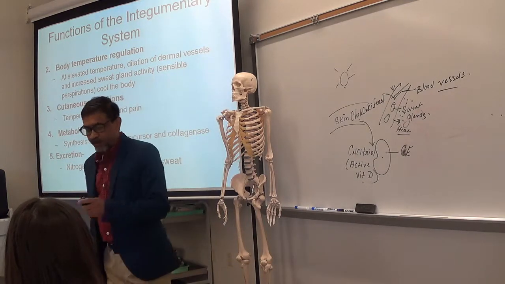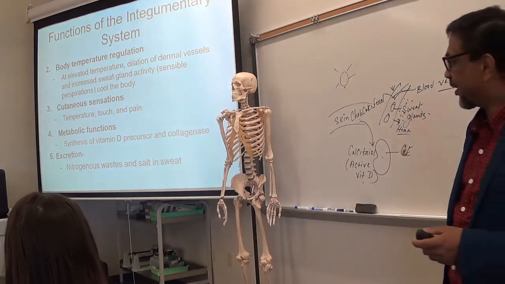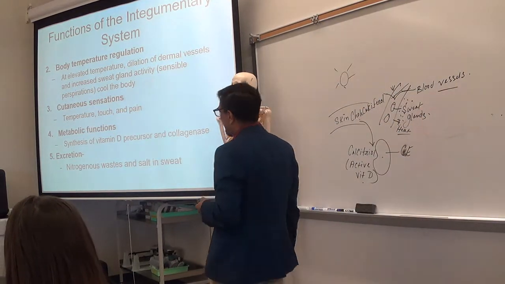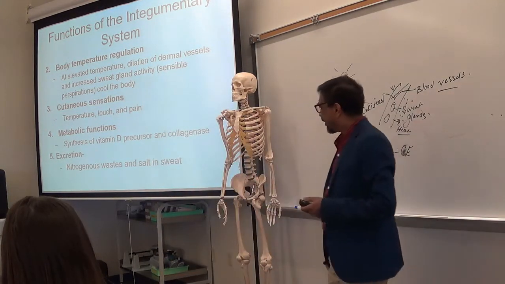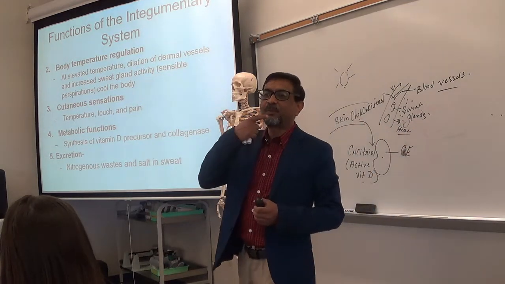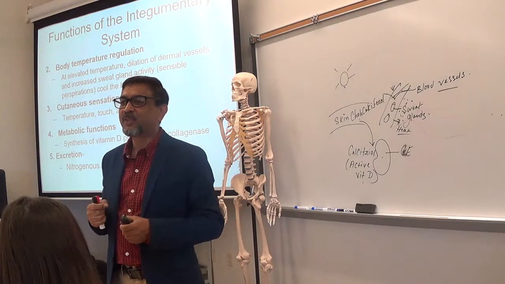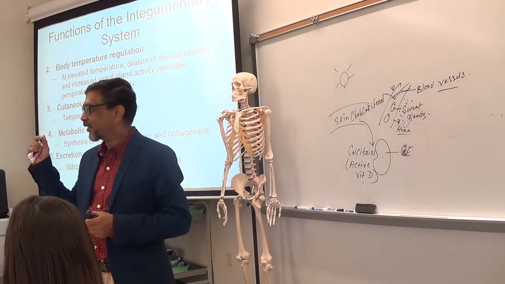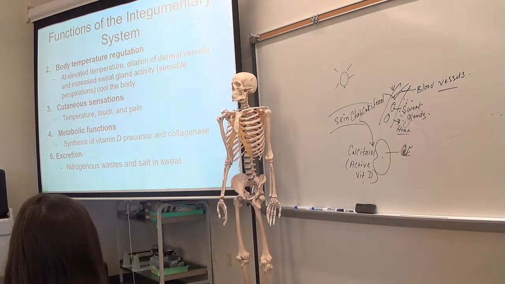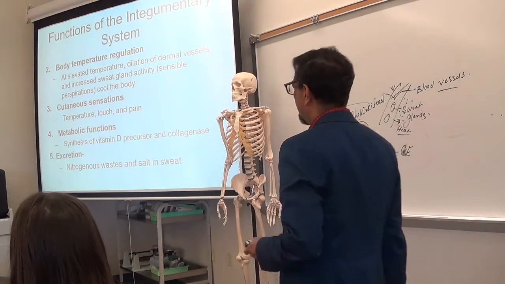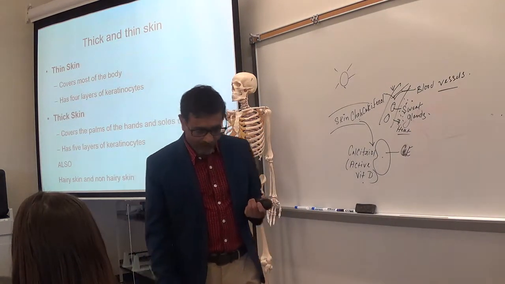Excretion through the sweat that is secreted from the skin. Some metabolic wastes are getting out from the body, as well as salt, and that's why if you taste the sweat with your tongue, it is salty, right, with a kind of metallic taste, because some nitrogenous wastes and salt get out from the body through sweating. So those are important functions of the integumentary system.